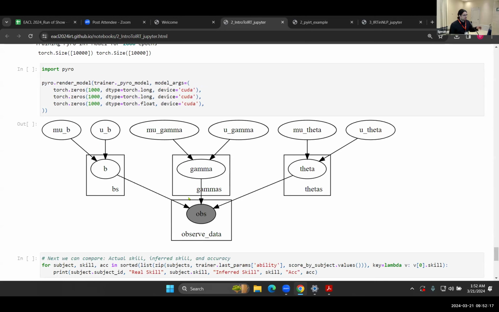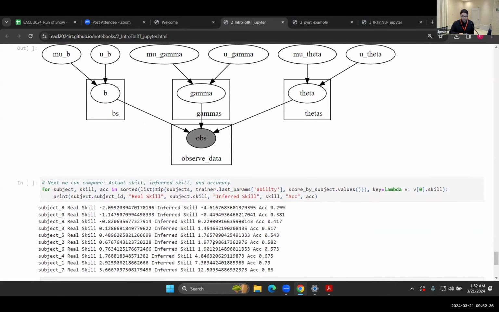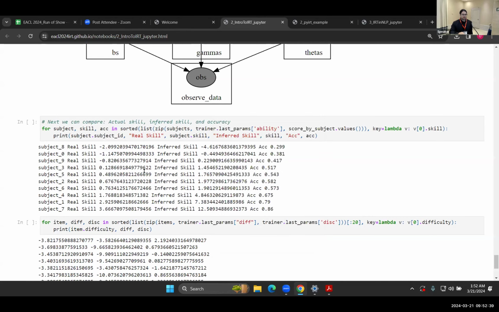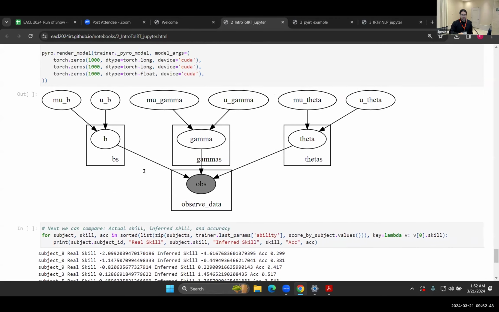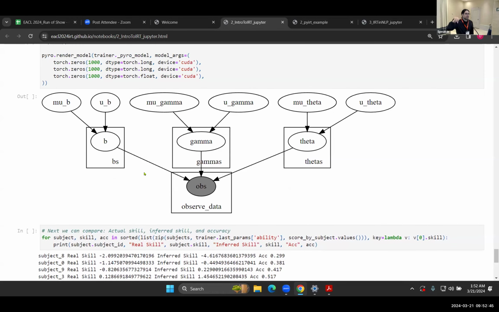Which is the plate notation that John was talking about, where we have the observed data, which is coming from the IRT equation, and that's based on the betas, the gammas, and the thetas, which are the difficulty, discriminability, and skill. And using this model, then we can train again. The main difference from the model that we trained initially is that this introduces discriminability.